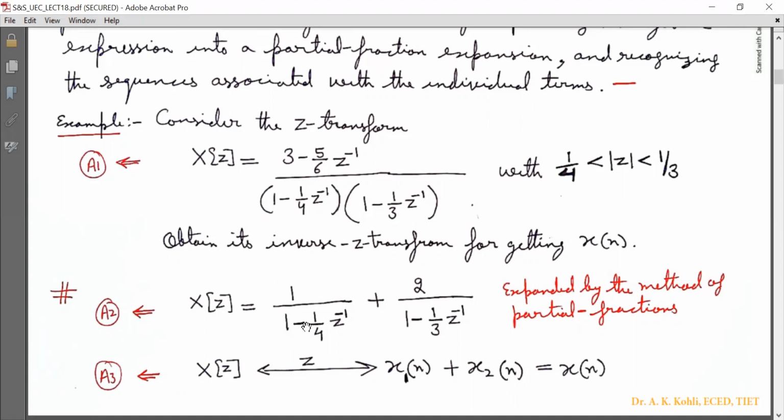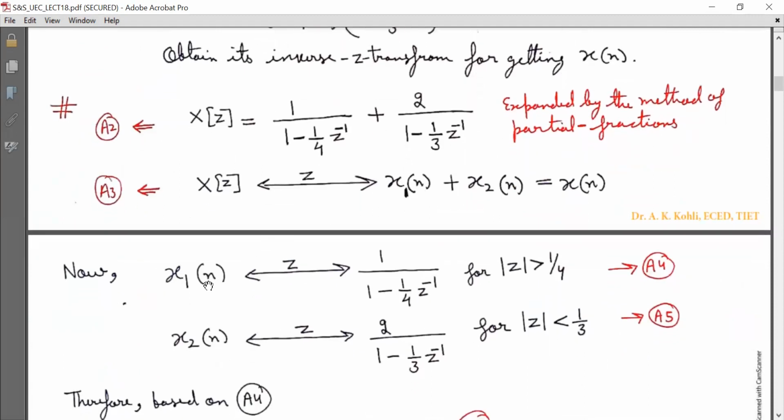X(z) is equal to 1 by 1 minus 1/4 z inverse plus 2 by 1 minus 1/3 z inverse. So this is expanded by the method of partial fractions. Now in equation A3, it is clearly mentioned that x[n], which I am going to obtain after inverse Z transform, has two components, x1[n] and x2[n]. So x1[n] corresponds to 1 by 1 minus 1/4 z inverse, and x2[n] corresponds to 2 by 1 minus 1/3 z inverse.